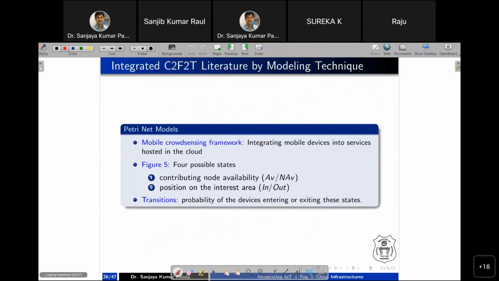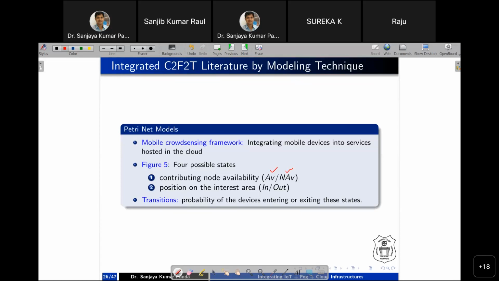And they consider four possible states in order to design this Petri net model. The first one is called availability, which they represent here as AV. The second one is non-availability, or you can say not availability, represented as NAB. So when you want to move from AV to NAB, you need an event. Only when a particular event is executed can you move from the availability state to the not availability state. Now let us say the system is available.